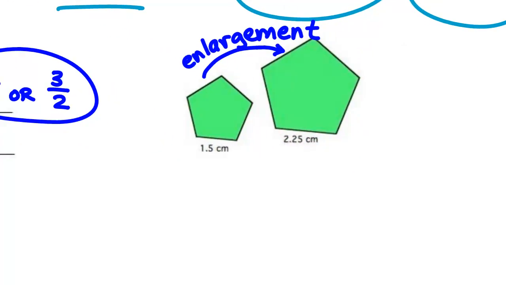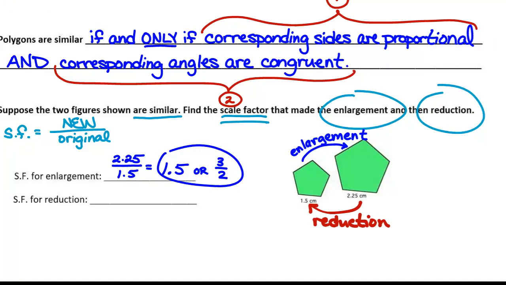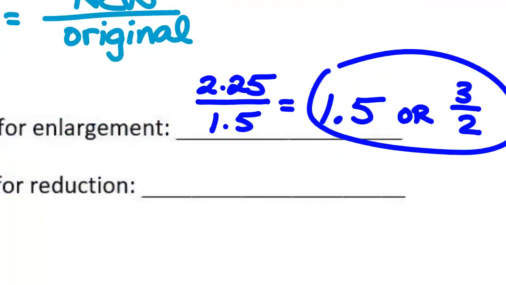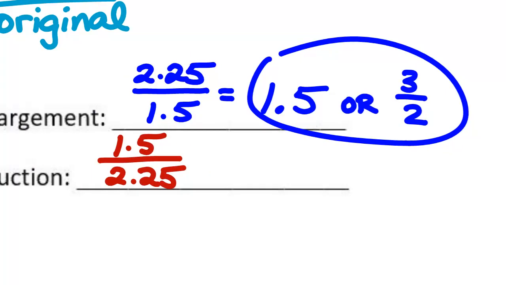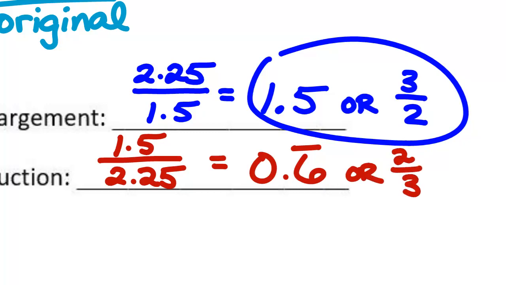So there's our enlargement. For the reduction, I would be going backwards. How does that affect my scale factor? We flip it. So now it's going to be 1.5 over 2.25. What is that when we pop it into our calculator? 0.6, and then it stops? Keeps going. So 0.6 repeating, or we could write that as the fraction 2 over 3.